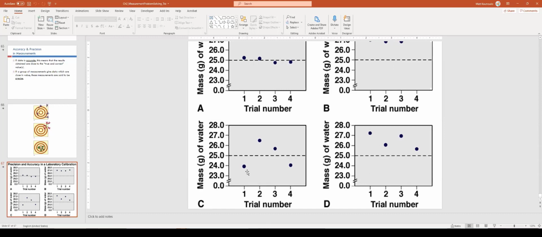C rarely happens. They are not precise in C, right? They're all over the place. But what would the average be of all these numbers, if you can kind of visually tell? Basically at 25. Yeah, they would be right at 25. So they are accurate, but not precise. When is the only time that can ever happen? Accurate, but not precise. It comes down to one thing, and that is just plain old dumb luck.